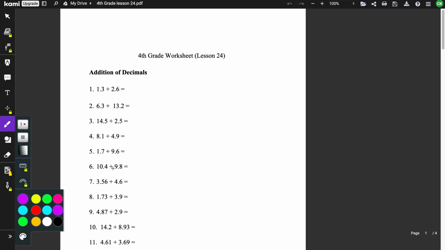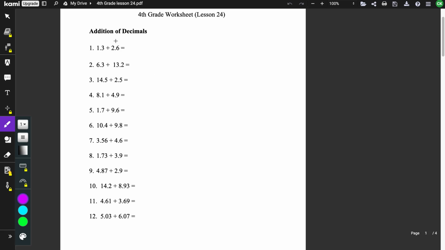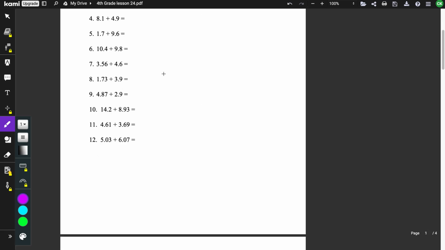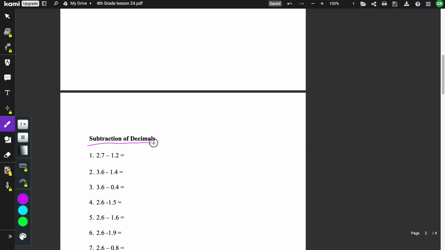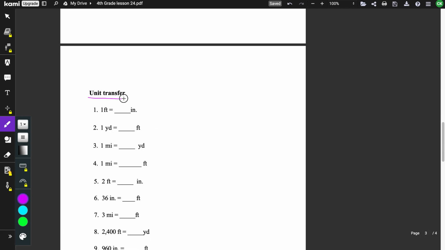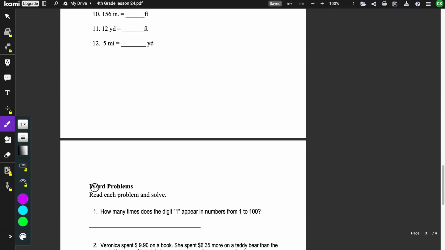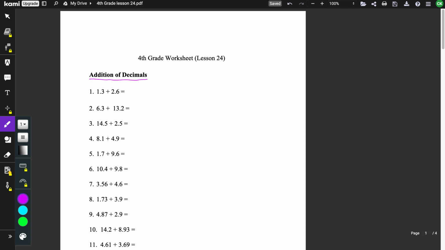Blylock, fourth grade worksheet, lesson 24. And today what I'm going to be covering is addition of decimals and subtracting of decimals and unit transfer and word problems. So to start off, let's do addition of decimals.